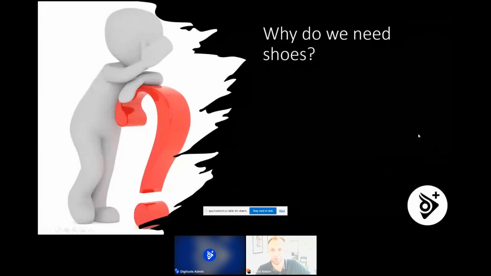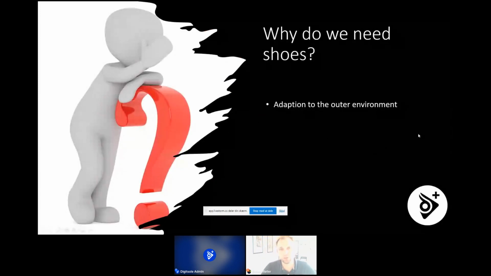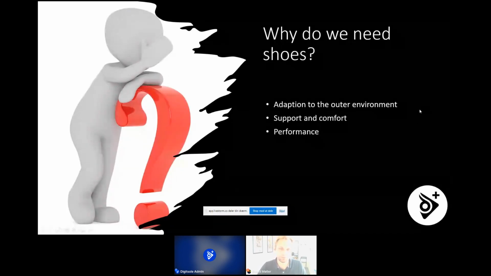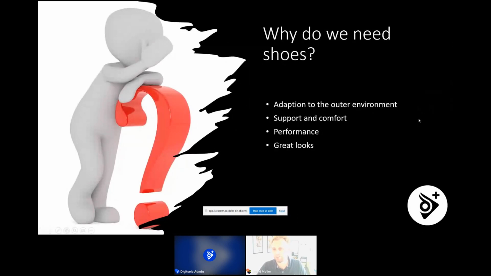Why do we need shoes? First of all, it's a tool for adaptation to the outdoor environment. As I mentioned in the beginning, it is the buffer between our general body and anatomic mechanics and the external environment. So it can help us adapt to that. It can support and comfort us in general, both in relation to the outer environment, but also in relation to our kinematic possibilities. It can increase our performance and, in bad cases, also decrease our performance if we choose the wrong shoe. And of course, it can help us to have great looks.